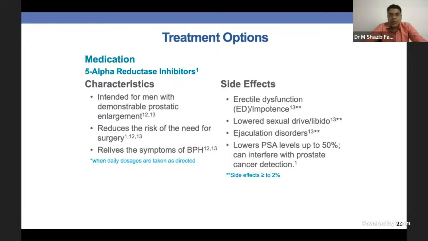Now moving towards another important medication, which is known as 5-alpha reductase inhibitors. The mechanism of action is that they block the conversion of testosterone to dihydrotestosterone, which is an active metabolite. So it is used in BPH patients. It relieves the symptoms of BPH. Side effects are, because it blocks the active metabolite of testosterone, the chances of erectile dysfunction, impotency are there. There could be lower sexual drive or libido. Ejaculation disorders have been seen with this drug.